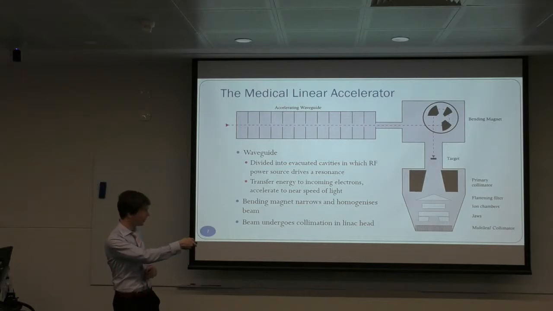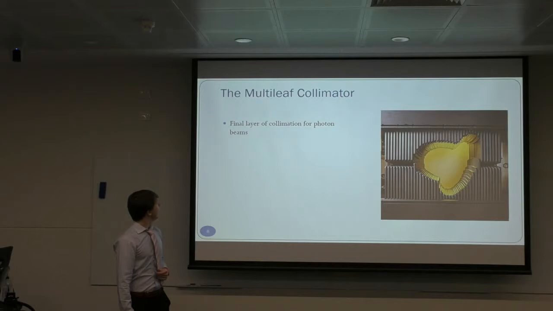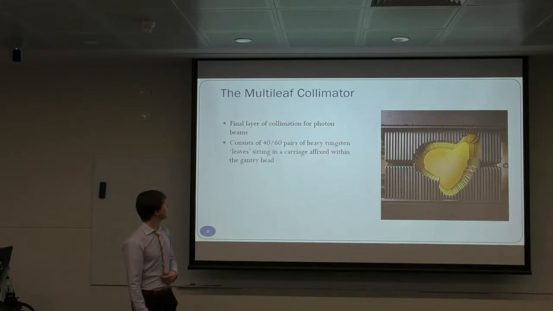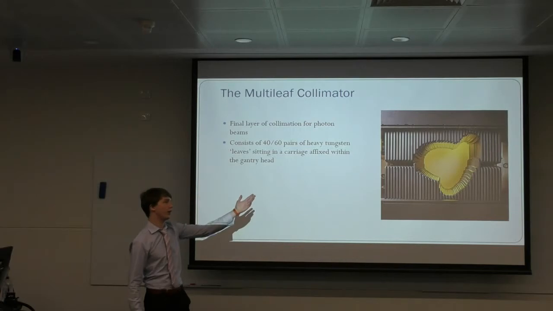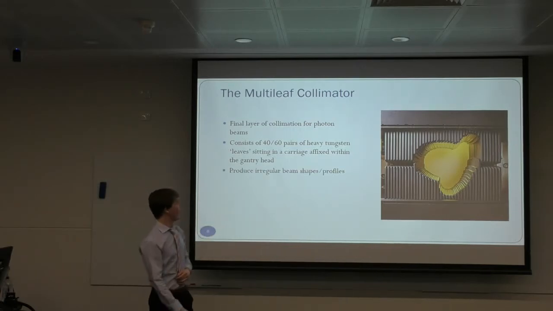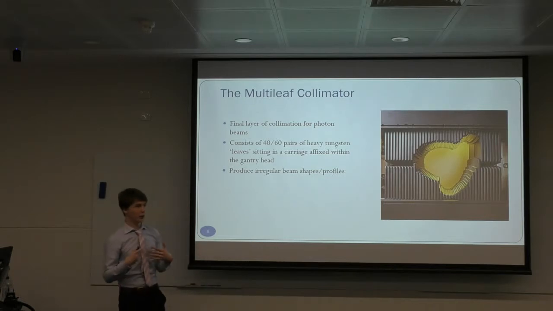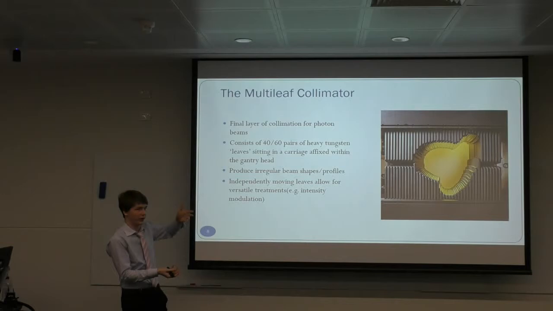And the last level of collimation here is called the multi-leaf collimator. That just consists of 40 or 60 pairs of these heavy tungsten leaves, which are all capable of independent movement. And that allows you to generate non-trivial beam shapes like this one here, and non-trivial beam profiles as well, so sort of cross-sections. And that's where you move the leaves in a clever way to generate what you call intensity modulation.